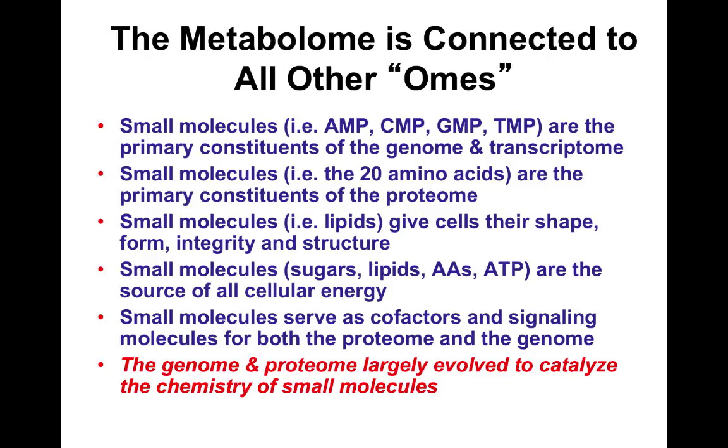The lipidome is what gives all of our cells their shape, their integrity, and their structure. Of course, other small molecules are the source for all cellular energy. It just keeps you going. They are also the cofactors in signaling molecules, essentially intermediaries that allow signaling to go on between the proteome and the genome. One way that people have turned things on their head is to say that basically the genome and proteome have largely evolved to catalyze chemistry. Most life processes probably could have occurred without proteins or genes, and perhaps actually did on a very slow basis. But to accelerate things, genes and proteins appeared to help move that chemistry along.